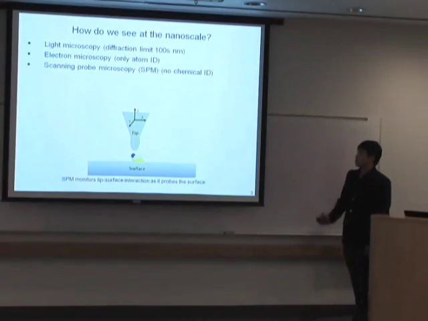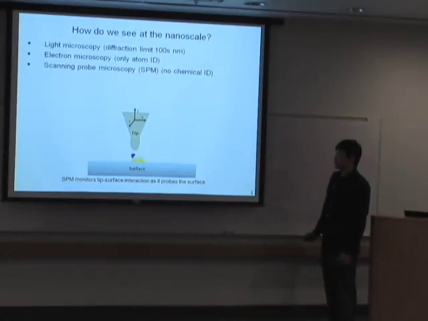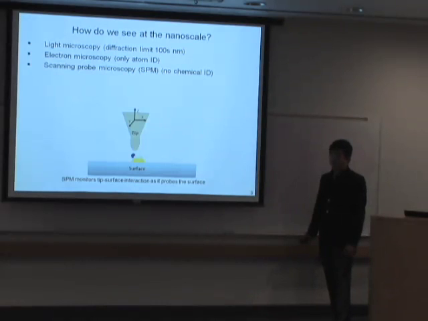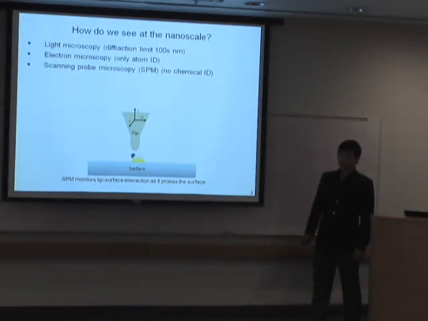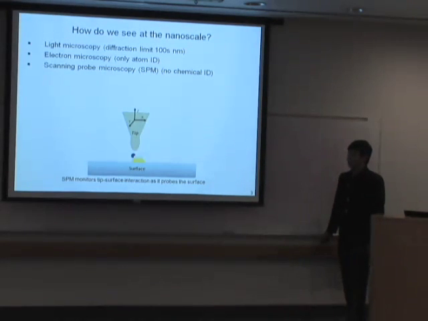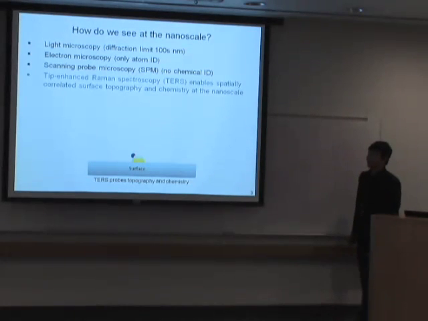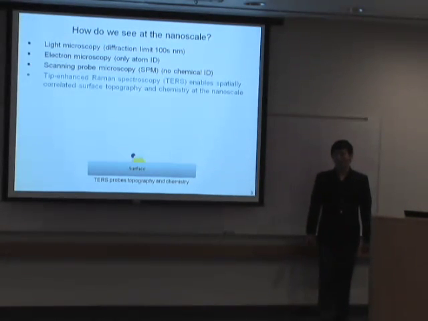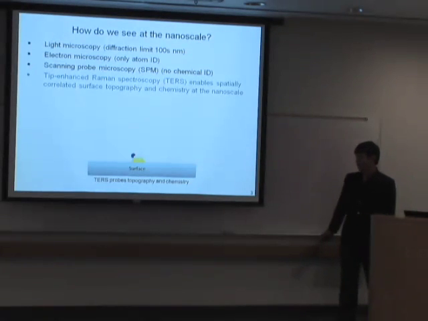And using that tip, we could also do another technique called scanning probe microscopy to scan a sample and get the topography of it. And this measures the tip surface interaction to produce the image. It's kind of like dragging a needle across the surface to give you the height of the image. But neither electron microscopy nor scanning probe microscopy gives you the chemistry, which is very important on the nanoscale. So there's a new technique called tip-enhanced Raman spectroscopy, or TERS, that combines the chemical information from light microscopy with the resolution of scanning probe microscopy, and this works like this.